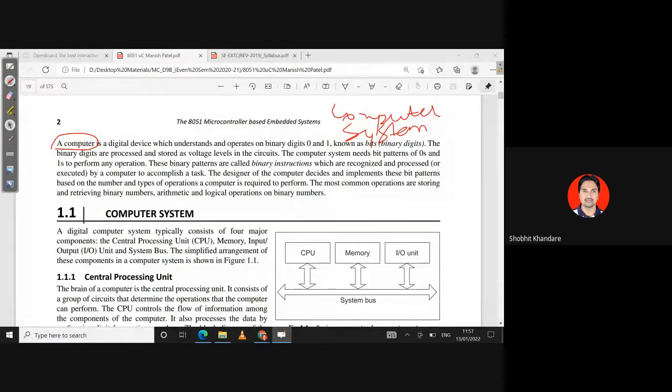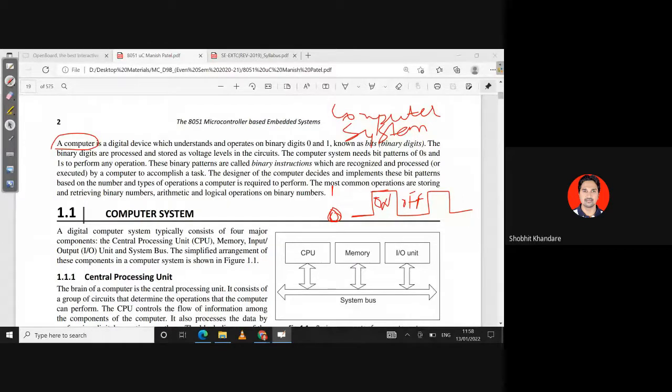हमने already देखा है DSD में high voltage, low voltage. So here low voltage is nothing but 0 and high voltage is 1. So it is 0 1 0 1 0 1 0 1. Okay, or you can say this is on and this is off. So your computer is a device which will understand the binary language, ones and zeros.